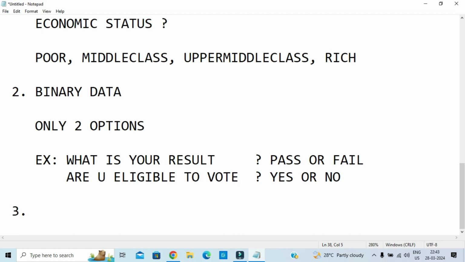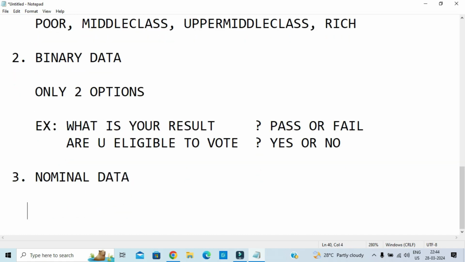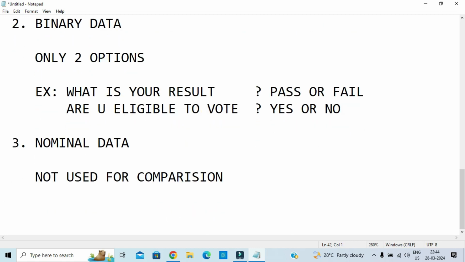The last one in qualitative data is nominal data. What is meant by nominal data? Nominal data is quite the opposite of ordinal. Ordinal is used for comparison, but nominal is not used for comparison purposes. Just remember, there will be one straight answer for this. It is not used for comparison, counting or measuring. There is no kind of comparison in nominal.